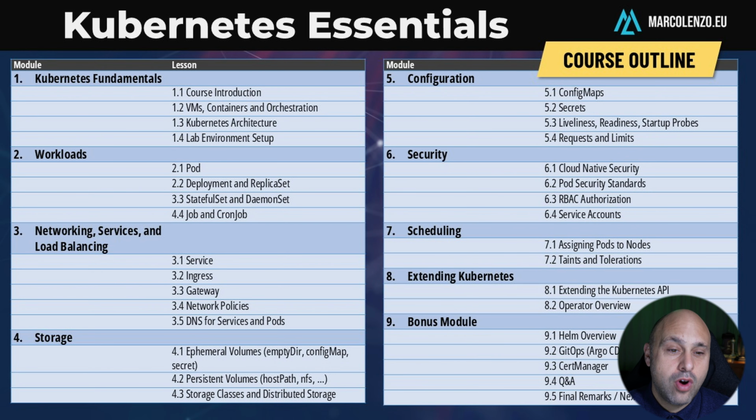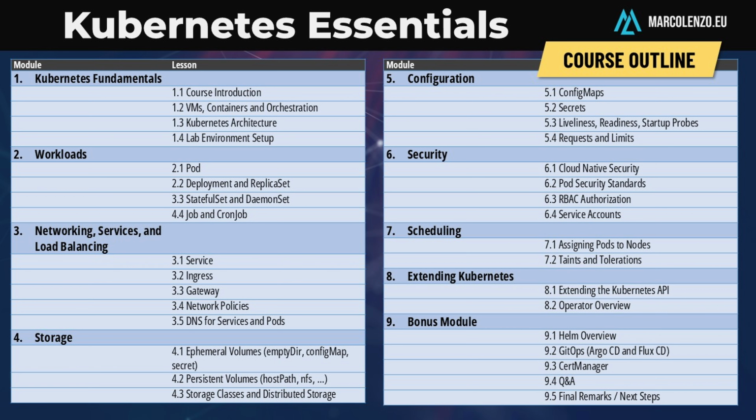This course will cover all you need to start using Kubernetes properly. It's divided into 9 modules with over 30 lessons. We'll start with some fundamental concepts about containers and Kubernetes, and then we'll move straight to the core of the course that includes workloads, networking, storage, and configuration management. And finally, we'll cover more advanced concepts like security, scheduling, customization, and some key technologies that are often used in conjunction with Kubernetes.